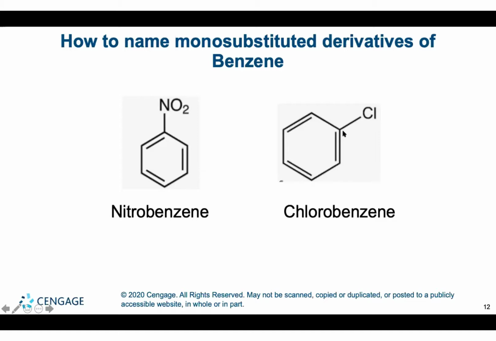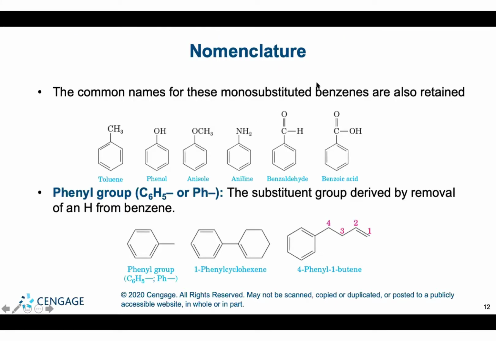When we have only one substituent, we don't need to number it because there is only one branch on it. Whenever you have monosubstituted benzenes, these are the names of them. Whenever you have a methyl group on the benzene, we call it toluene. Whenever you have an OH substituent on it, it's going to be phenol. OCH3 is going to be anisole. NH2 is going to be aniline.